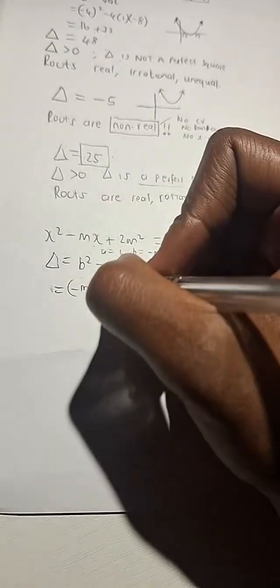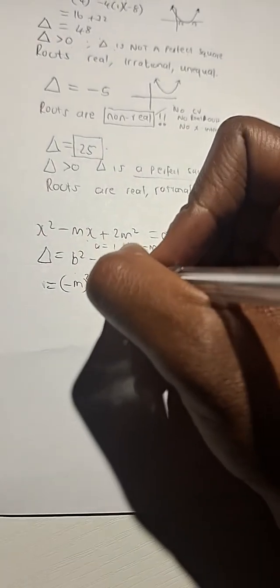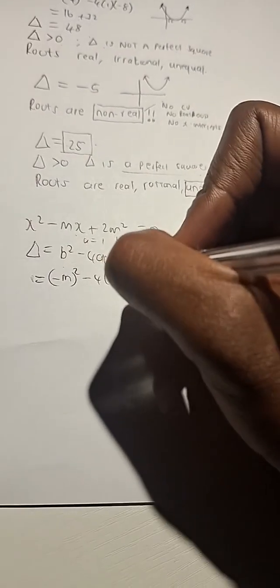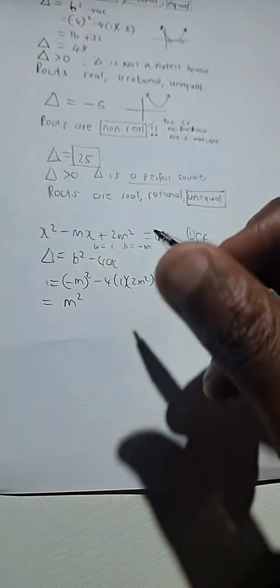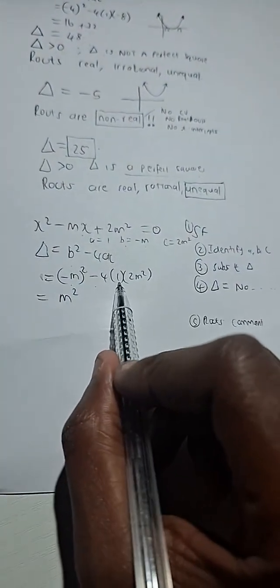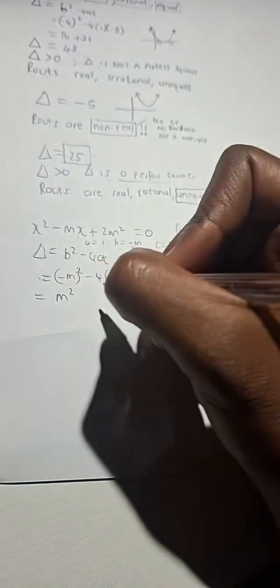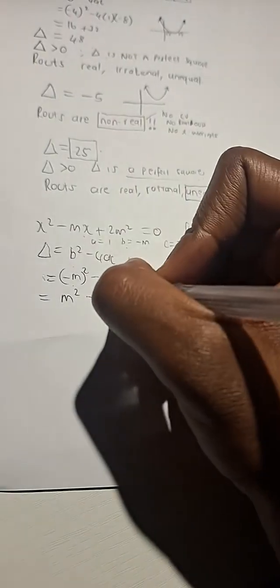b is negative m, minus 4, a is 1, c is 2m squared. Then negative m, the whole thing squared, gives us positive m squared. Negative 4 times 1 times 2 is negative 8m squared.